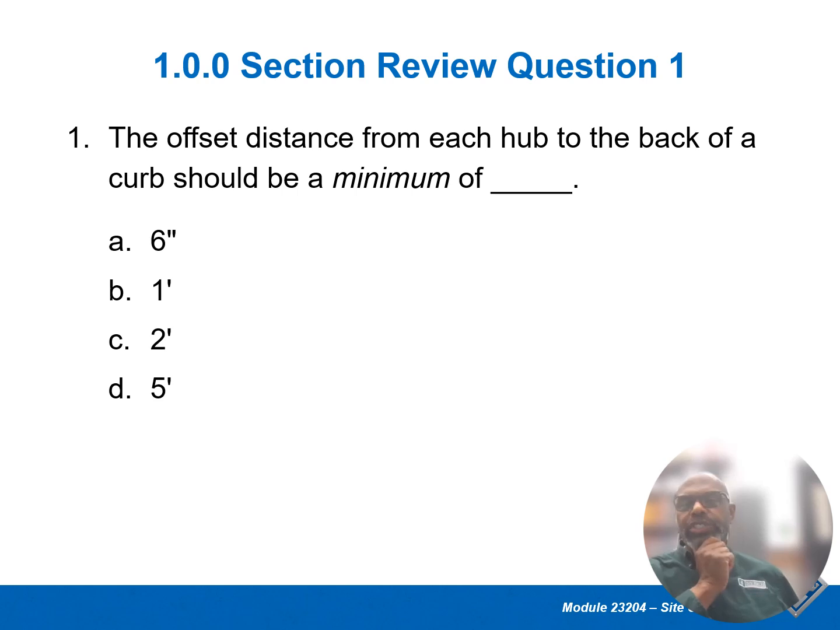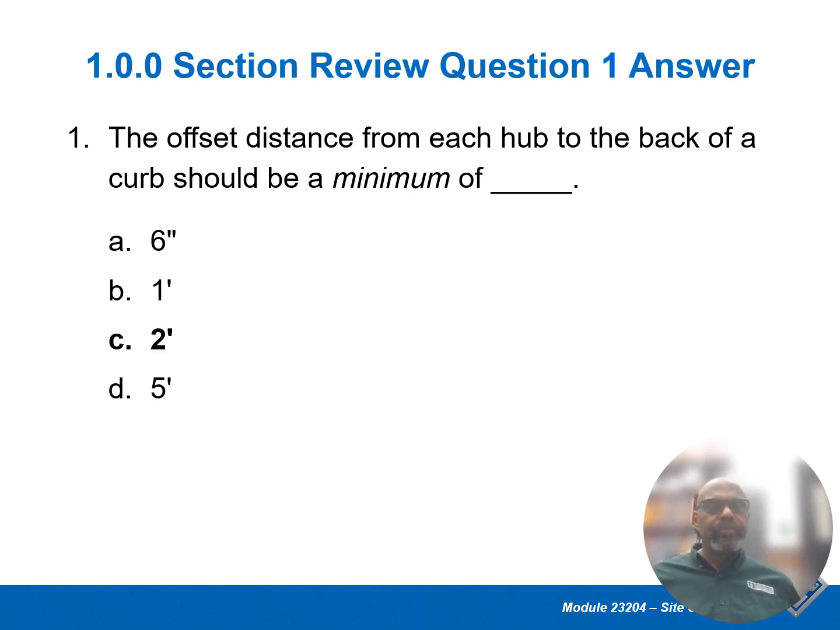All right, let's do some questions. The offset distance from each hub to the back of a curb should be a minimum of blank. Is it 6 inches, 1 foot, 2 feet, 5 feet? The answer is 2 feet. That is the offset distance from each hub to the back of the curb.